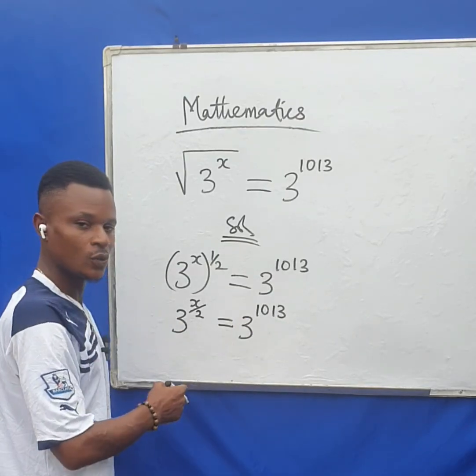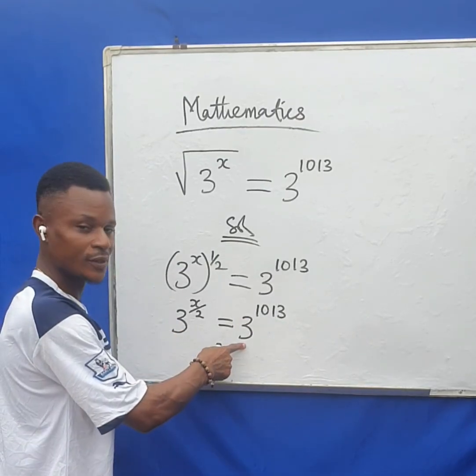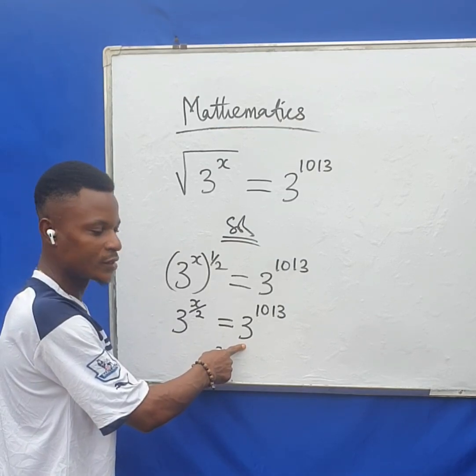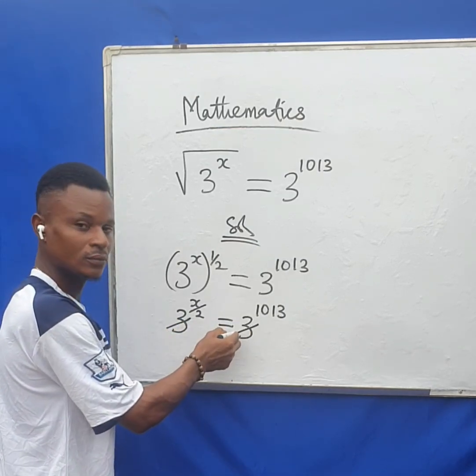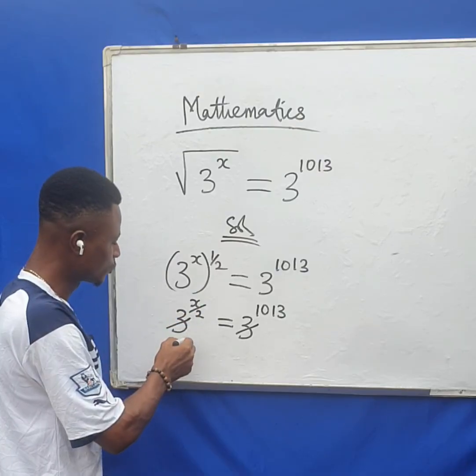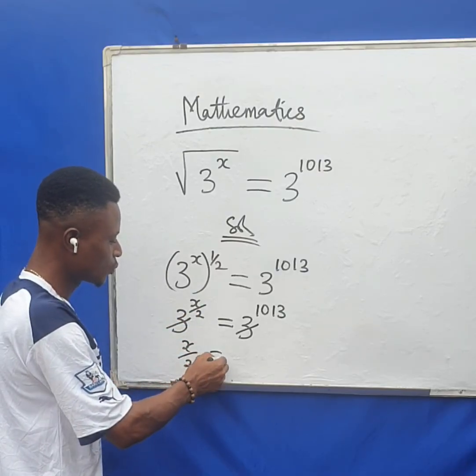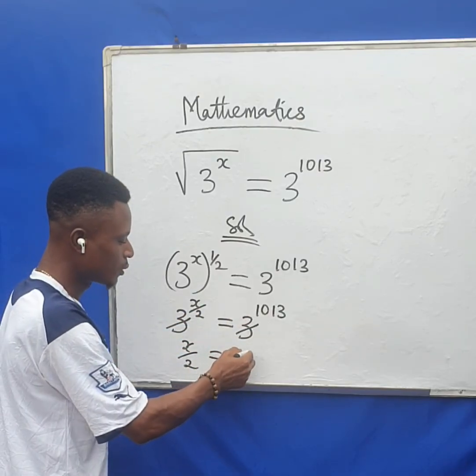If you look at the two sides of the equation, you can see that the bases are the same. Because they are the same, they will cancel. And we are left with x over 2 equal to 1013.